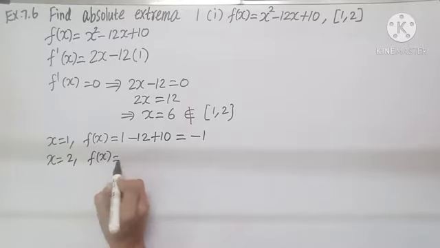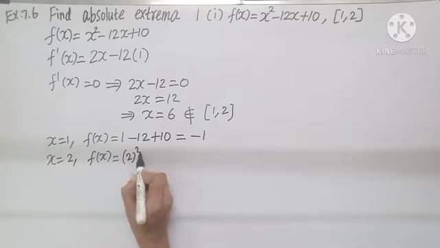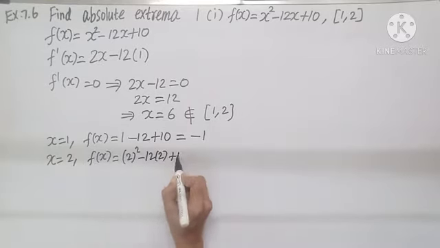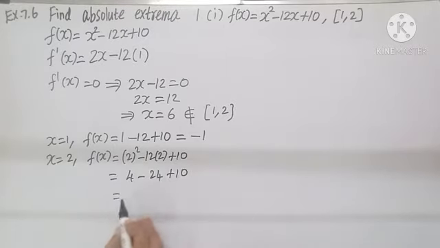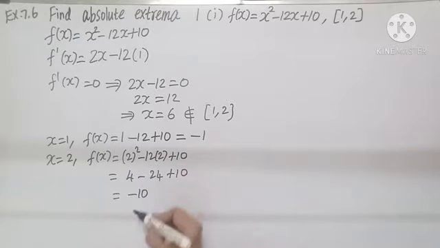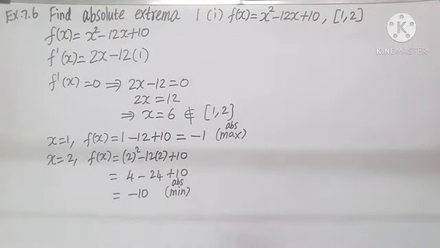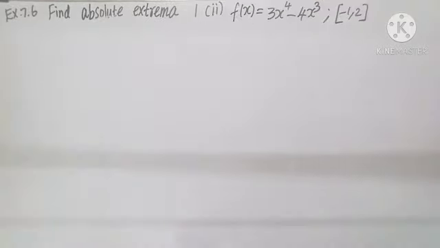Put x is equal to 2. Find out f of x. 2 square minus 12 into 2 plus 10. 4 minus 24 plus 10. That is minus 10. Out of the two values, this is minimum, this is maximum. So the answer is absolute minimum equals minus 10 and absolute maximum equals minus 1.